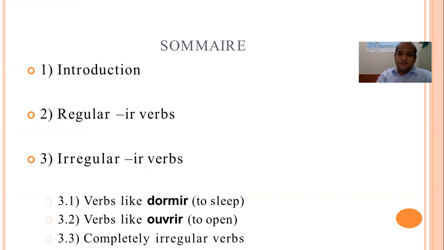So this lecture includes the summary. This is the summary of the lecture. The first part will be the introduction. The second will be regular IR ending verbs. And the third part would be irregular IR ending verbs. There are subsections in the irregular IR ending verbs, like dormir, which means to sleep, verbs like ouvrir, which means to open, and completely irregular verbs where you need to write them a bit in present tense in order to remember their conjugations. So let's get started.